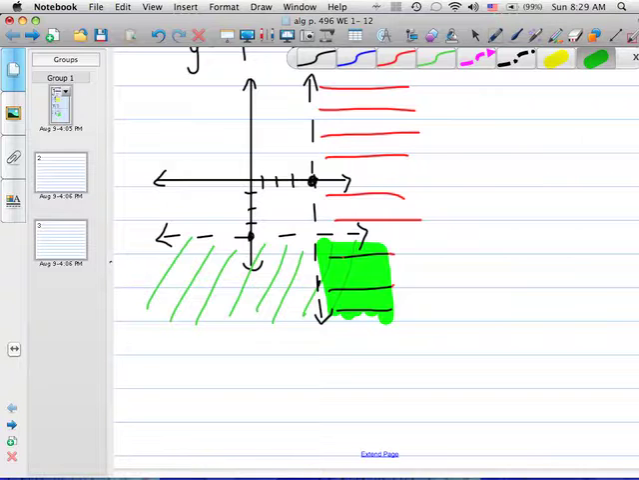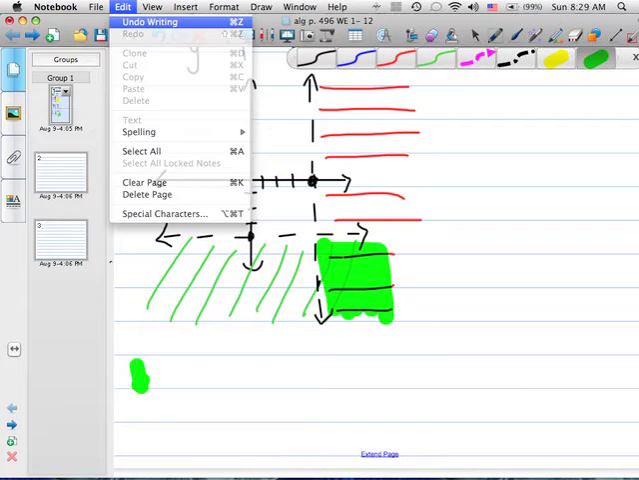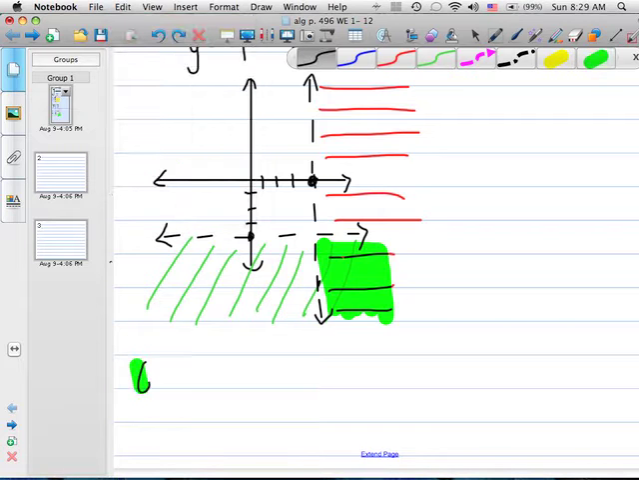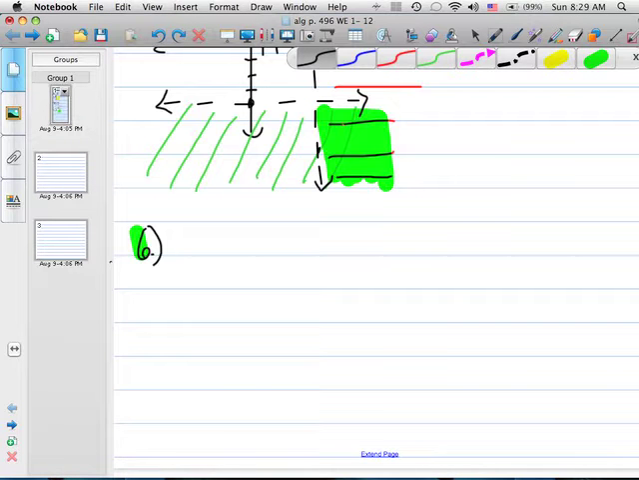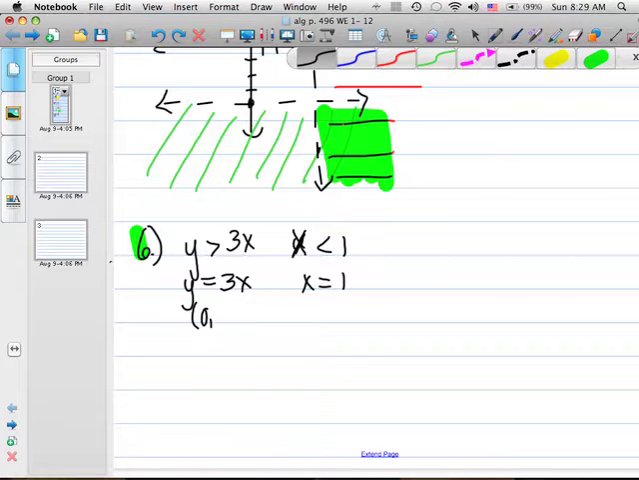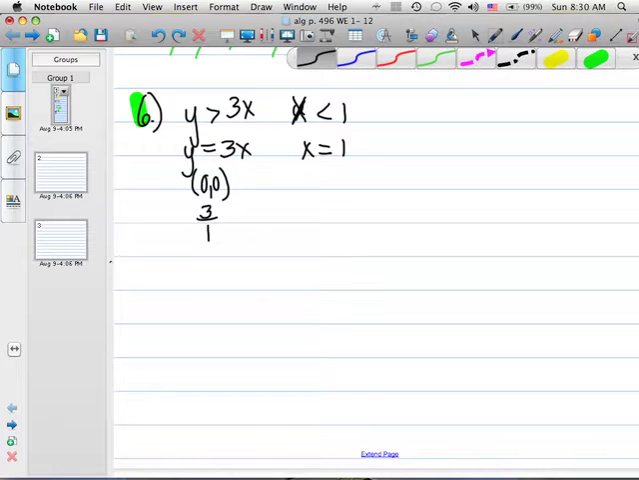Number 6. Our problem is y is greater than 3x, and the other part of the system, x is less than 1. So our boundary equation would be y equals 3x and x equals 1. Here the intercept is 0, 0, and our slope is 3, up 3, right 1. And this is a vertical line going through 1, 0.